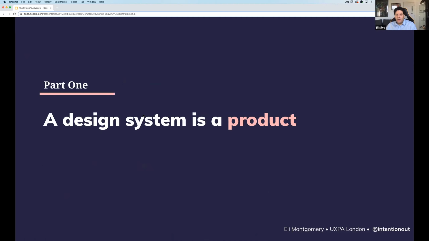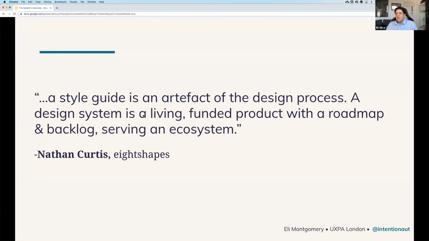So looking at part one, a design system is a product. I love this quote from Nathan Curtis, who is quoted several times in this talk, just because Nathan has done a lot of really prolific blogging and thinking and writing about design systems and how they work. Nathan says that a style guide is an artifact of the design process, and a design system is a living, funded product with a roadmap and a backlog serving an ecosystem.